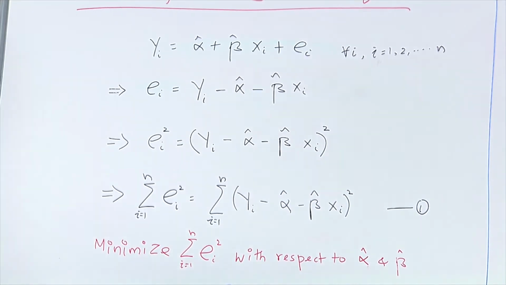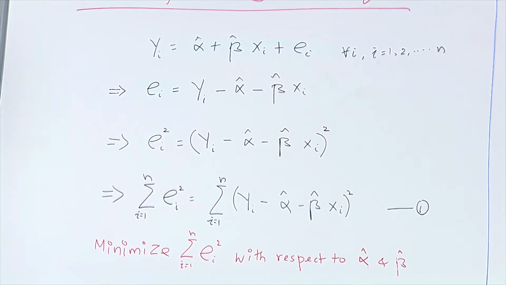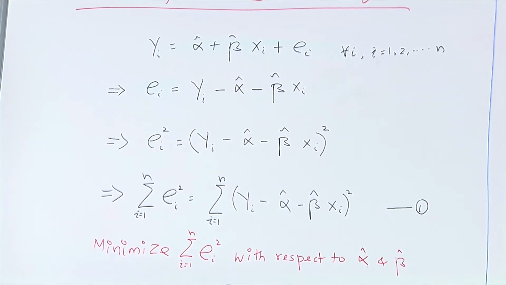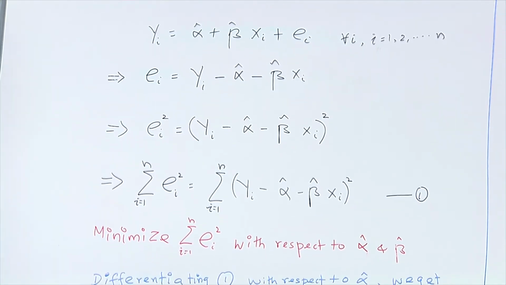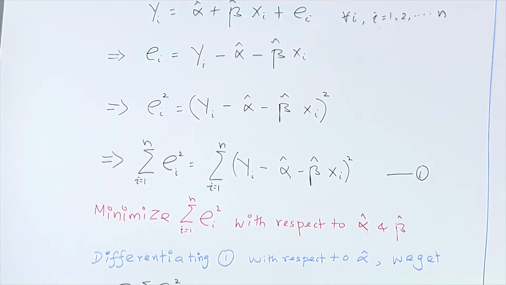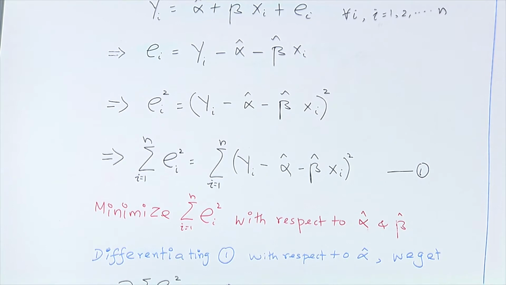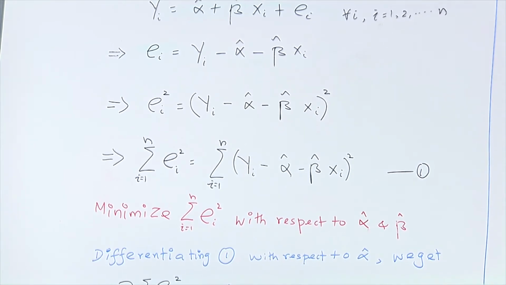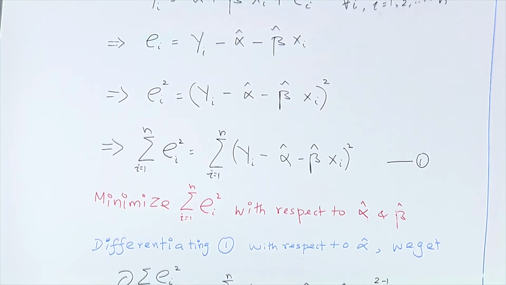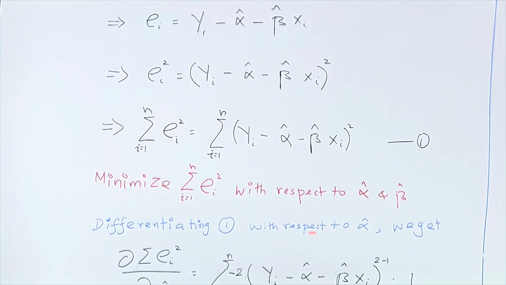The ordinary least squares principle warrants that we find alpha hat and beta hat in such a way that the error is minimum. So this is a very simple optimization problem, minimizing sigma i varies from 1 to n ei square with respect to alpha hat and beta hat. To get the minimum, we differentiate the term sigma ei square first with respect to alpha hat and then with respect to beta hat. This is the first equation, and we differentiate it with respect to alpha hat.